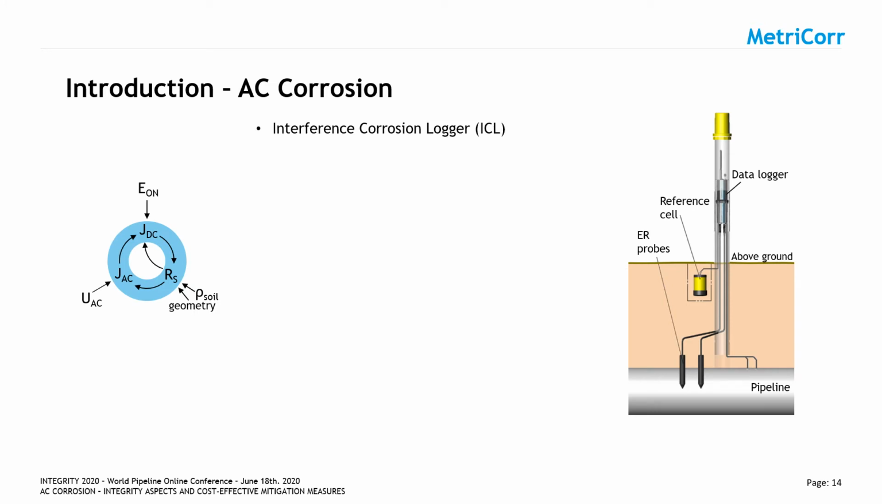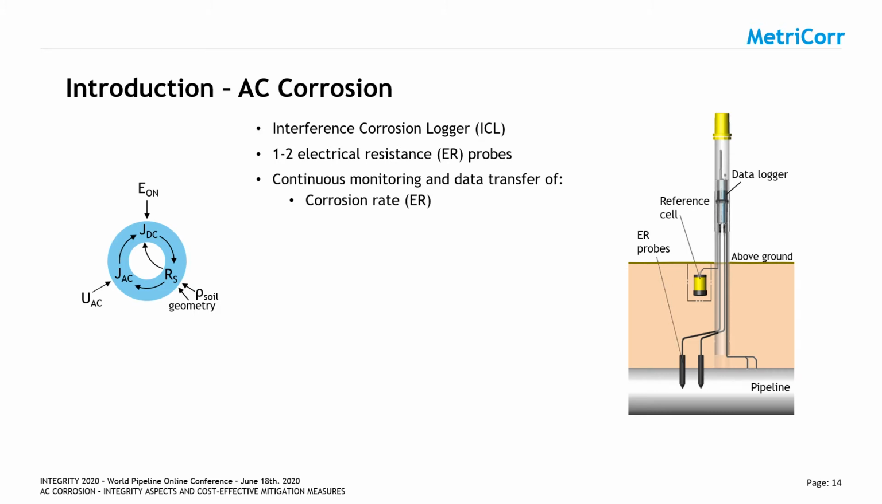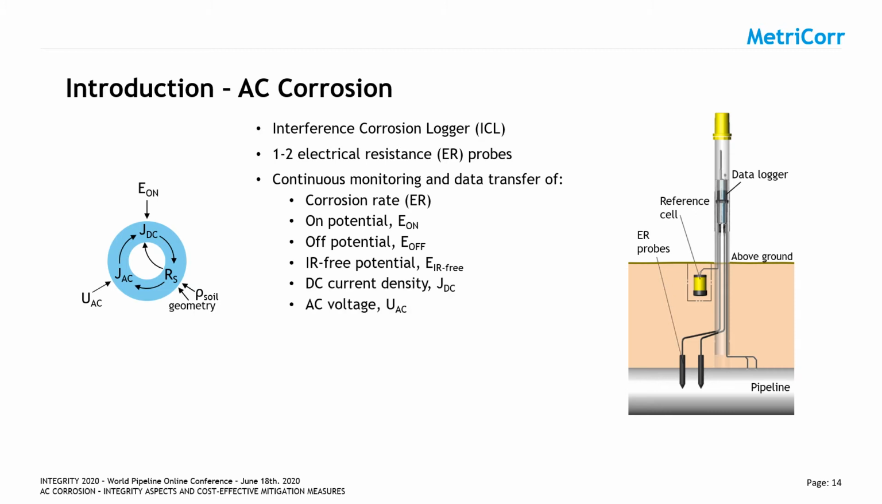We have developed at MetriCorr a system comprising an interference corrosion logger connected to 1 to 2 electrical resistance ER probes. And this system, which fits inside a standard test post, continuously measures the corrosion rate by ER technology, the on potential, the off potential, and the IR3 potential, the DC current density, and the interference AC voltage, the resulting AC current density, and the spread resistance.